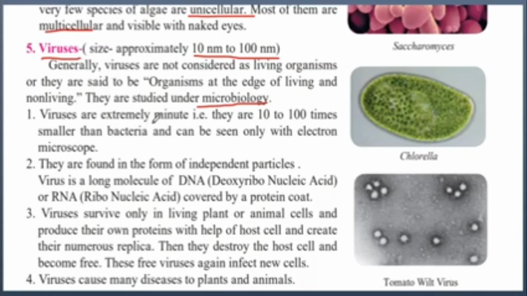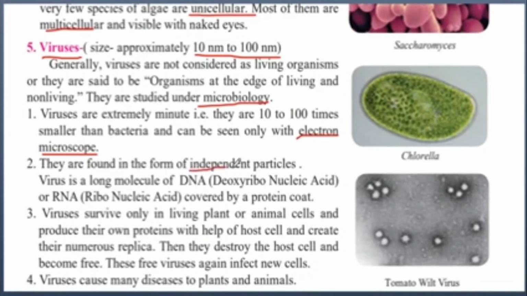Viruses are extremely minute, that is, very small. They are 10 to 100 times smaller than bacteria and can be seen only with electron microscopes. Since they are so small, viruses can only be seen under a certain type of microscope, which is called an electron microscope. This microscope is very powerful and it is only used to see very small things such as viruses. They are found in the form of independent particles, that is, they are found separately and not in clusters.